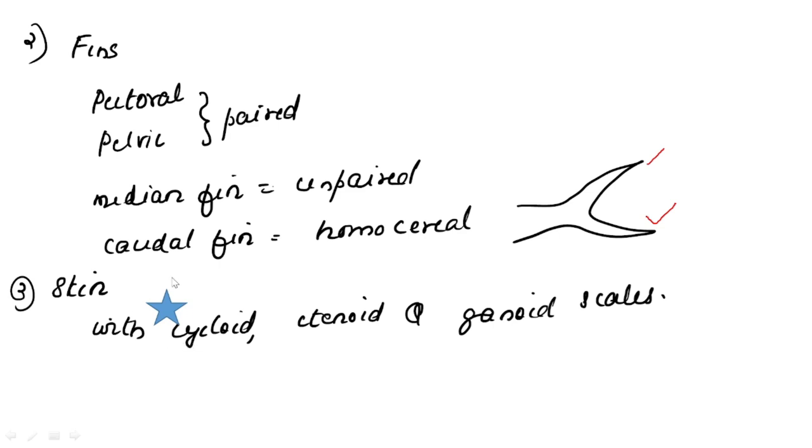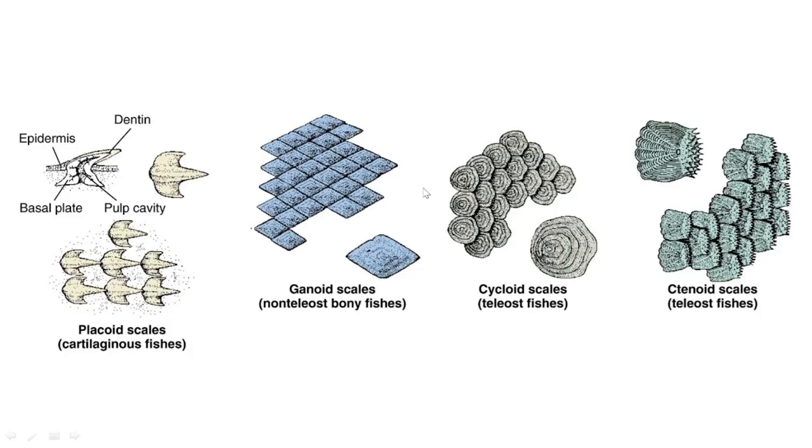Then coming to skin, what is the peculiarity? The fishes that come under this class may have different types of skin, with respect to the type of scale present on the skin. Different types of scales are cycloid, ctenoid, and ganoid. These are the names of some types of scales present on the skin of the bony fishes. I will show the image of that. These are the images of different types of scales.